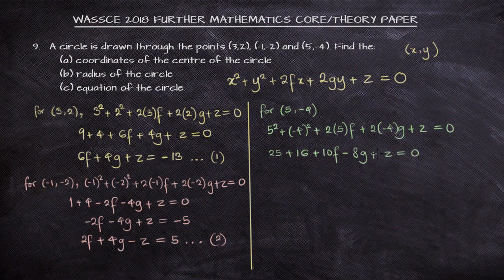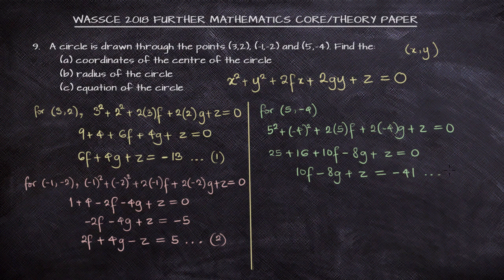Now, 10f minus 8g plus z, 25 plus 16 will be 41. When we move to the right hand side, it will be minus 41. And this I can call equation 3.